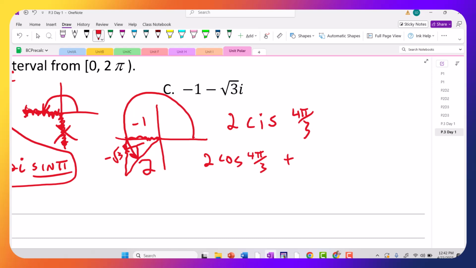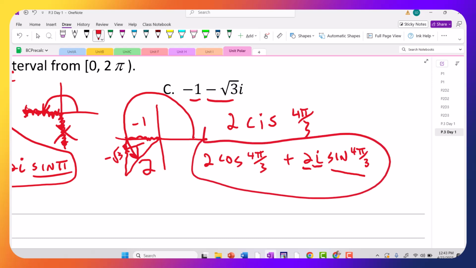Half. All right, but it's negative, right? So negative half of 2 is -1. I'm just circling back and making sure that this creates the answer I'm looking for. And then 2i sine 4 pi over 3. That's root 3 over 2 times 2, which is root 3, and negative. So this is negative root 3 over 2 times 2, which is negative root 3i. So it works, and I'll accept either answer.